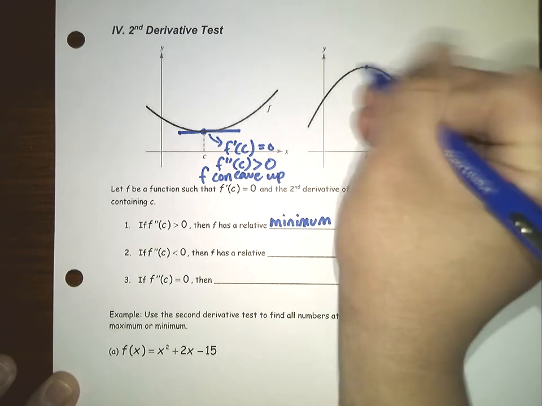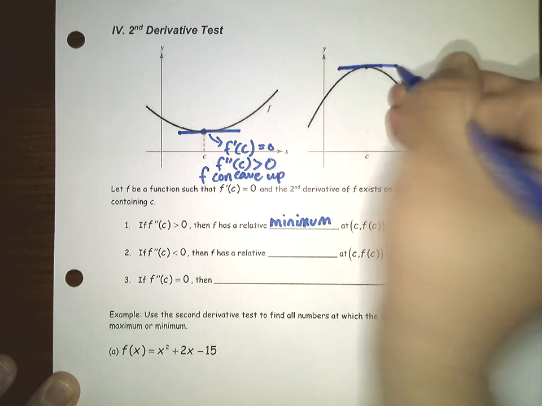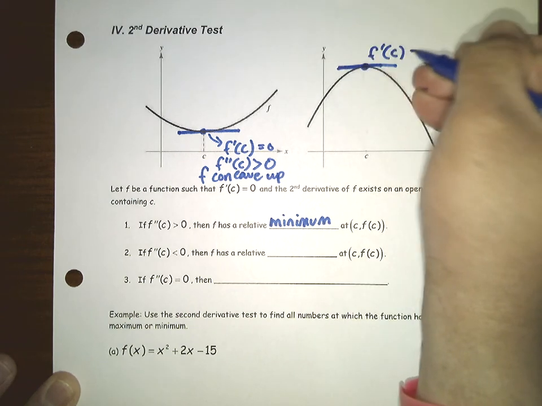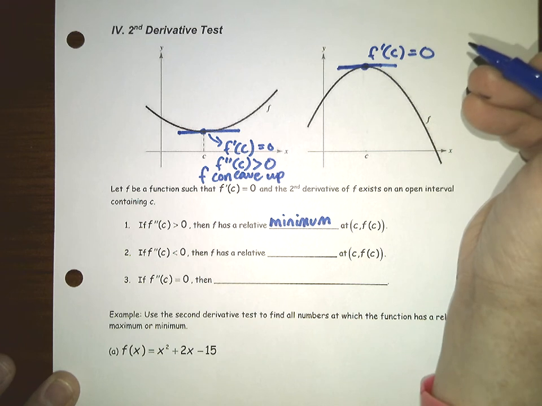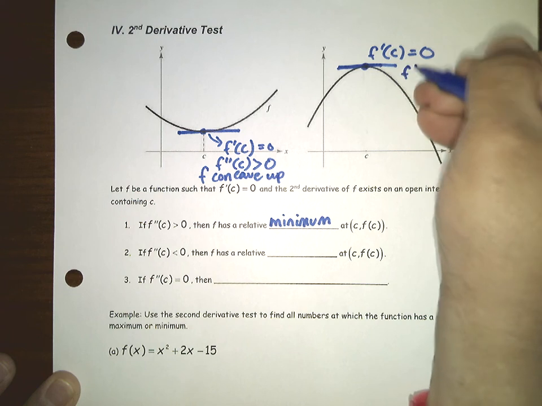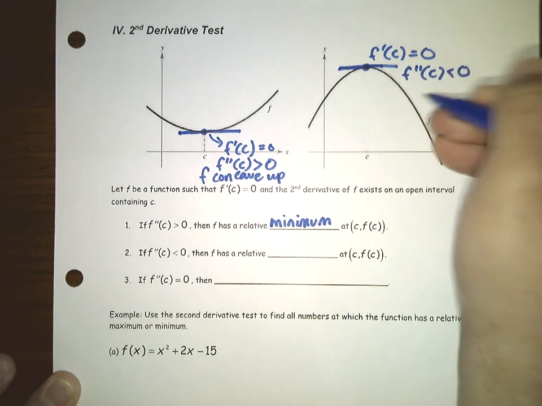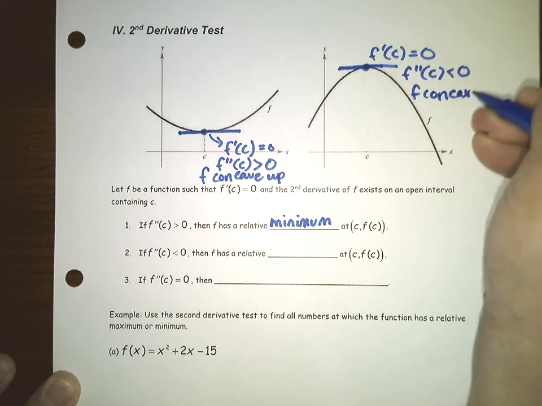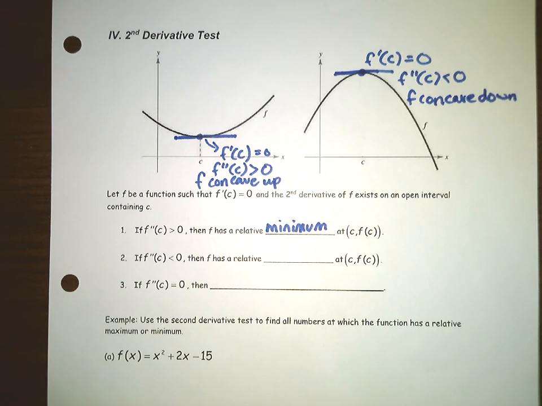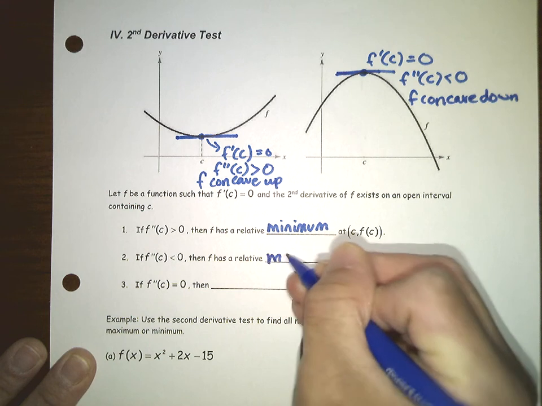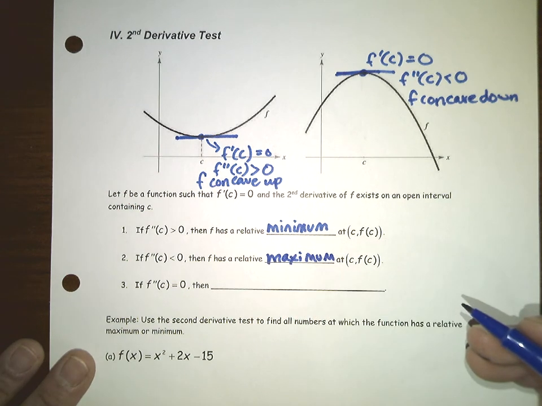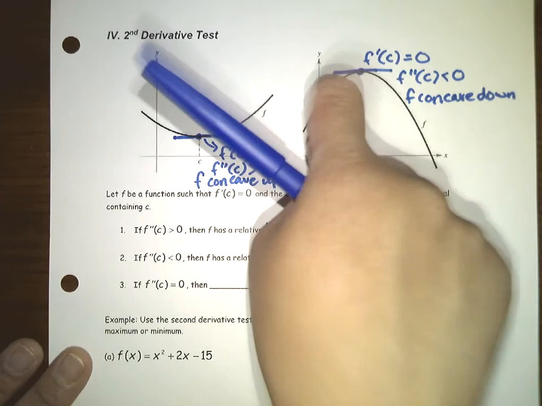So here, same thing. We have a point c where the first derivative at c was equal to 0, so there's my horizontal tangent line. And then this graph is concave down, so the second derivative is less than 0. So f is concave down. What does that mean? It means that f has a relative maximum at c, f of c. You can see there is the relative maximum here.